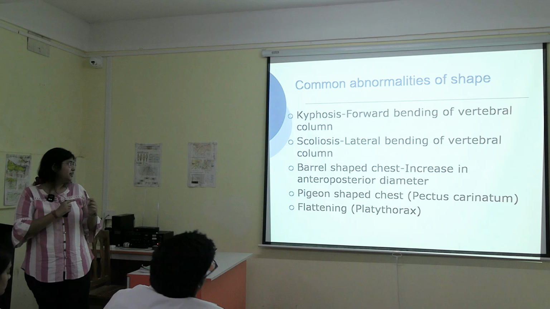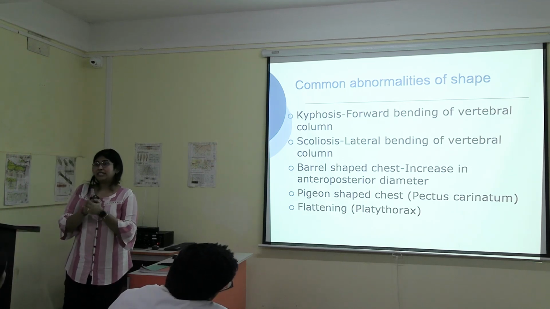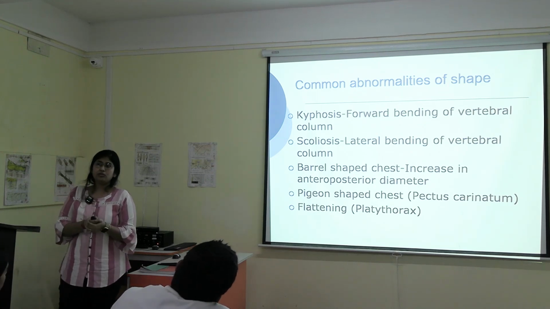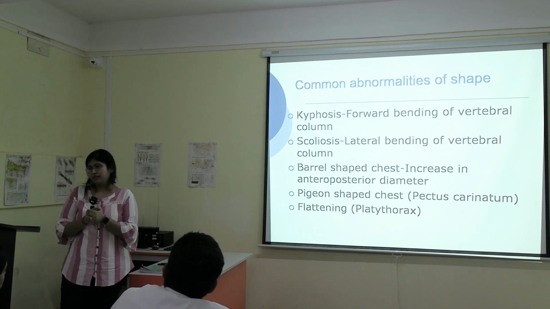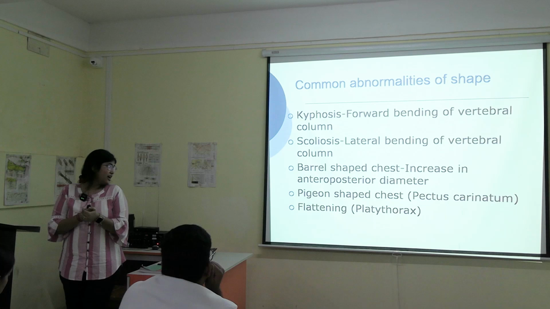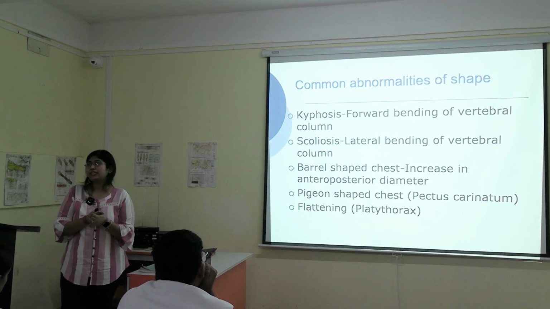Then we move to barrel-shaped chest, an increase in anteroposterior diameter. We see it in patients with chronic obstructive pulmonary disease, and we also see it in patients with asthma. Barrel-shaped chest, remember this. Then comes pigeon-shaped chest. We see this in rickets.